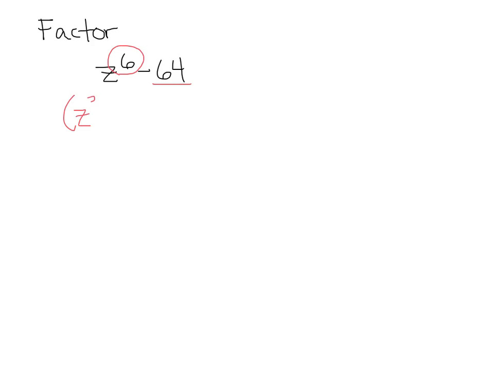This would be z cubed minus 8, z cubed plus 8. At this point, notice something. Notice that we have both a difference of cubes and a sum of cubes. So we'll factor these out in two separate pieces. I'll factor out z cubed minus 8 first.